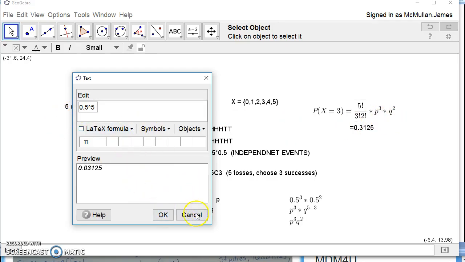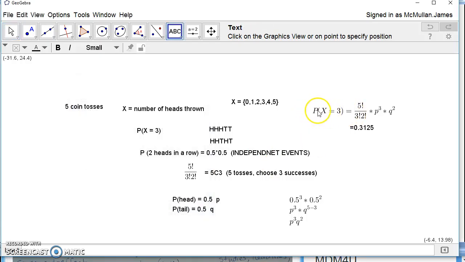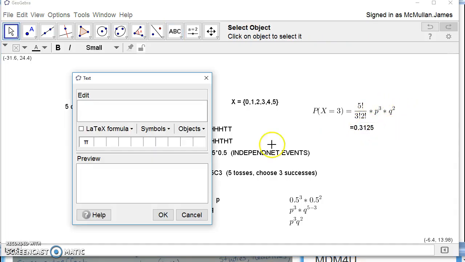Okay, so just to finish up with this one. We have our probability here that our random variable X is equal to 3 is 5 choose 3 times 3 successes, right? Success to the power of 3 and failure to the power of 2. Once you work that out, because 5 choose 3 is 10, and then we multiply that by 0.5 to the 3, 0.5 to the 2, we end up with this answer, right?